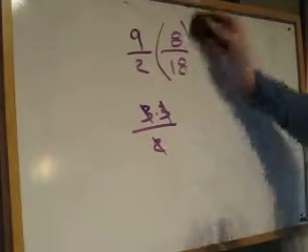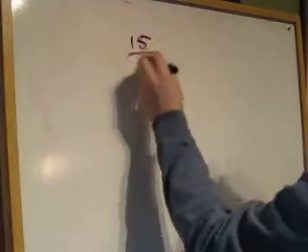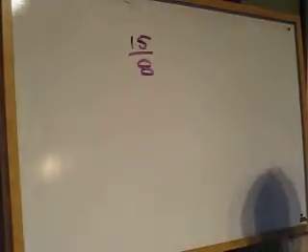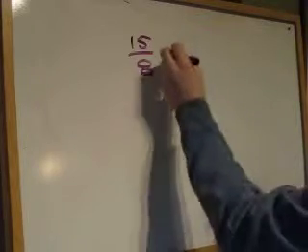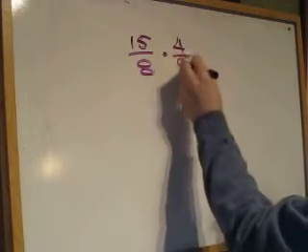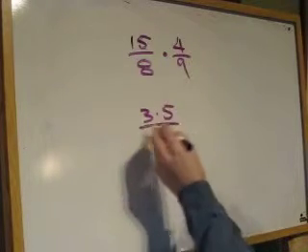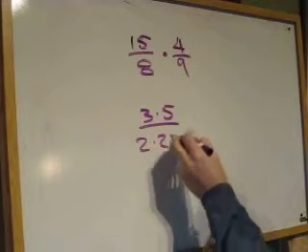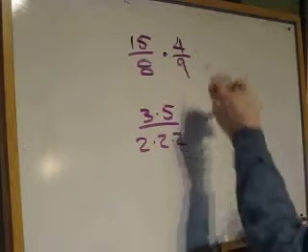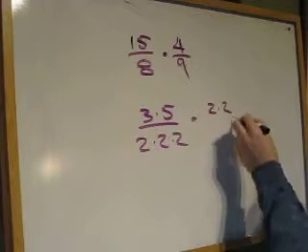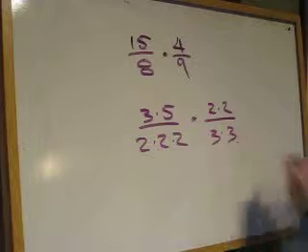Let's try that on one of the other ones that we did in 3.3a. Let's try 15 over 8 and multiply that times 4 over 9. Alright, let's write this out. 3 times 5 would be 15. 2 times 2 times 2 would be our 8. 4 can reduce to 2 times 2, and 9 can be reduced to 3 times 3.